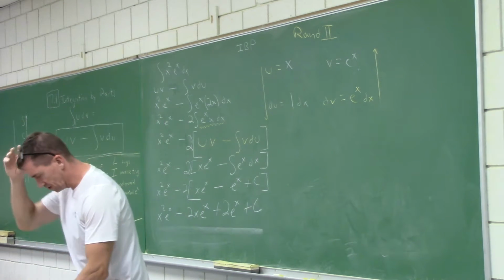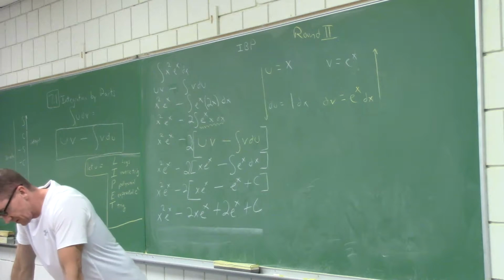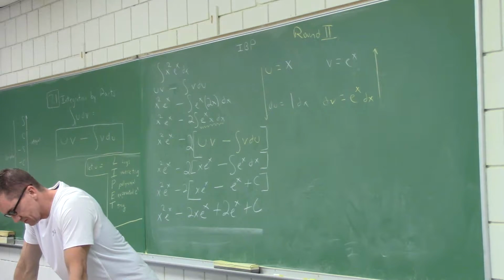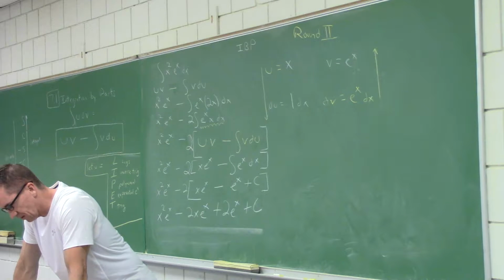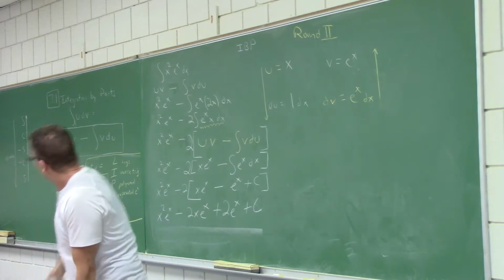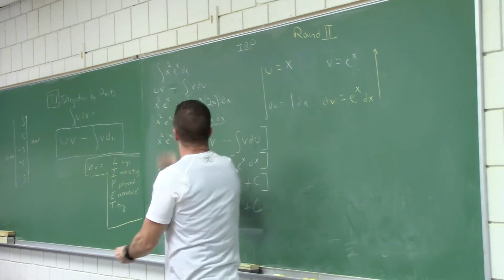Hey, I'm gonna look at all the problems we got here. Okay, we did one with an ln. We did one with a trig. I didn't do one with an e to like a 4x, and that's okay.